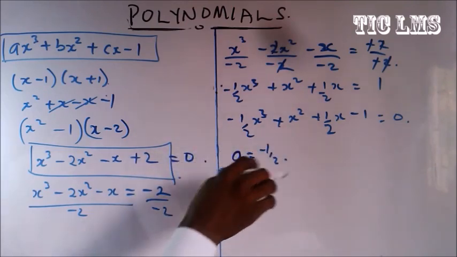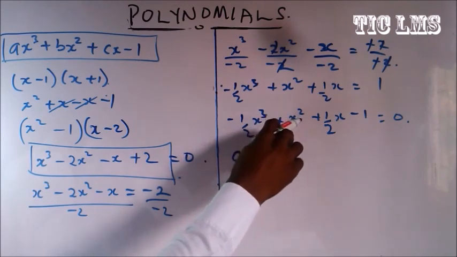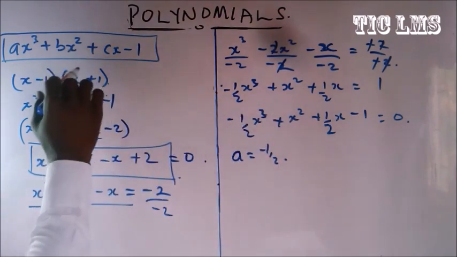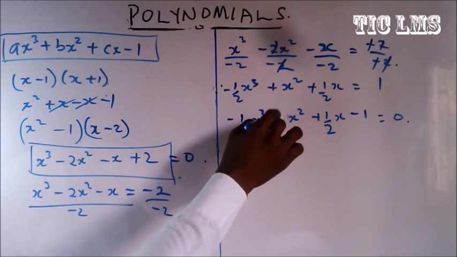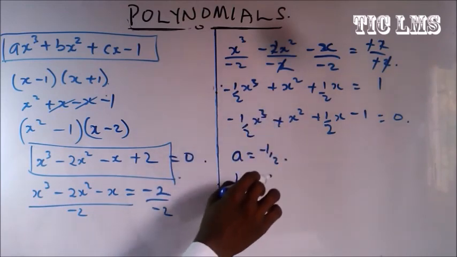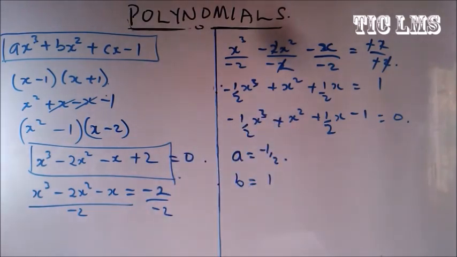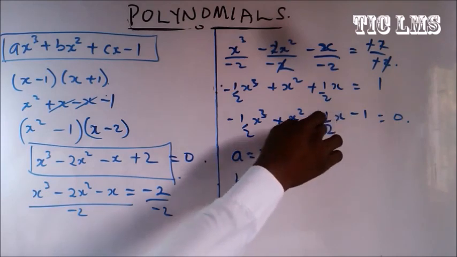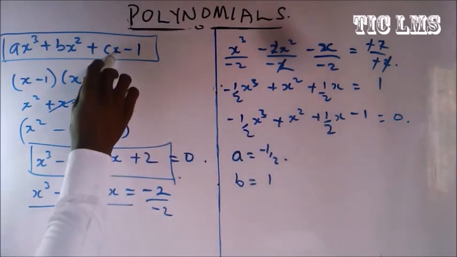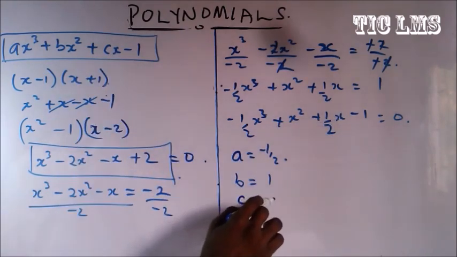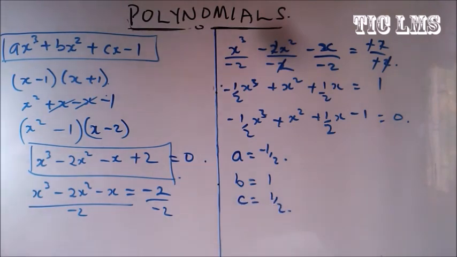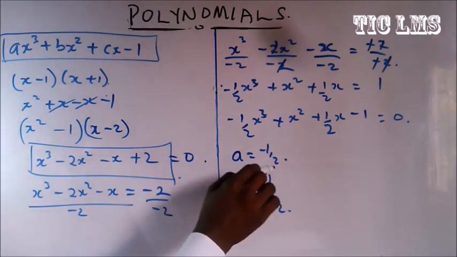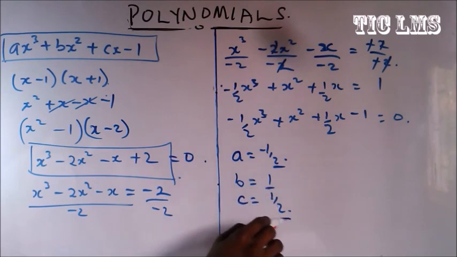Next we have x squared, and here is x squared. So the coefficient of x squared here is 1. And so we have b equal to plus 1. Next, the coefficient of x here is 1 over 2, and so c equal to 1 over 2. So these are the values of a, b, and c.